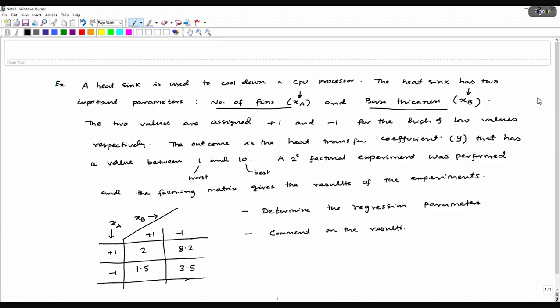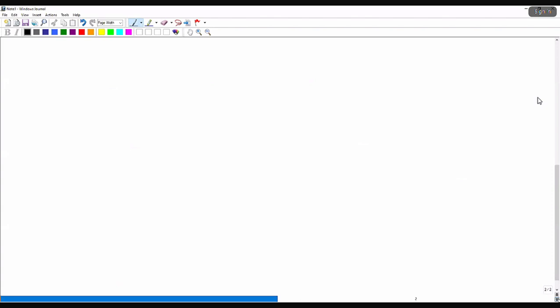Okay. So let us first write down the regression equation that yesterday we had talked about. So typically the equation is y equal to P naught plus PA XA. So can you go to the page before?